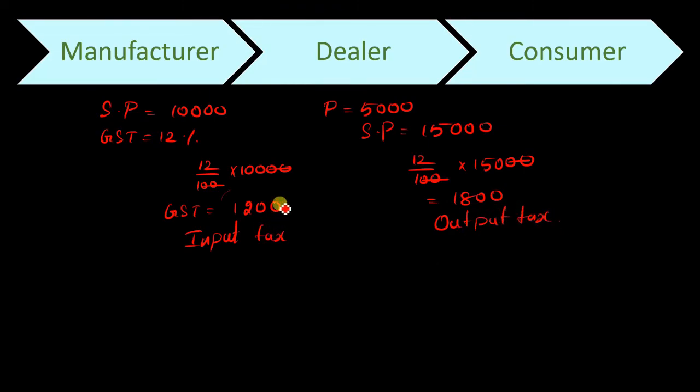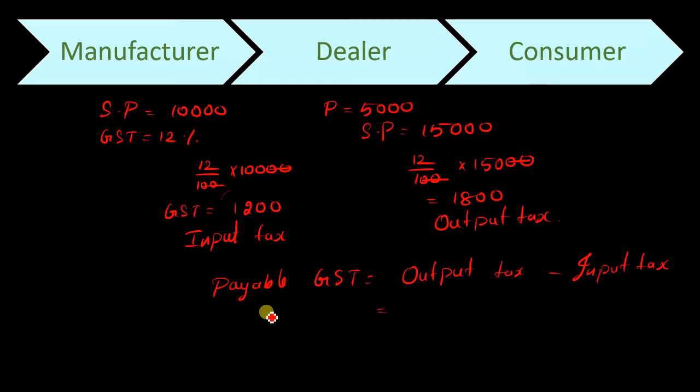You may be wondering whether the government will take both the taxes. That is not the process. After finding input tax and output tax, the net tax, that is the tax payable, will be equal to output tax minus input tax. This is otherwise called net GST. The net GST will be rupees 600. The overall tax here is what the dealer is paying to the manufacturer, 1,200, plus what the dealer is receiving from the consumer. So in that, the net GST is 600. These two will be collected by the government.